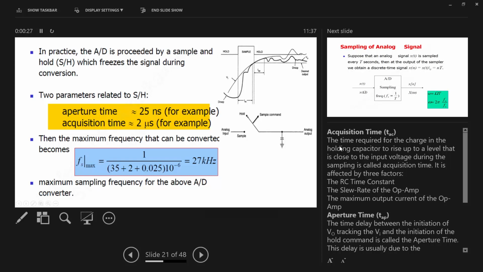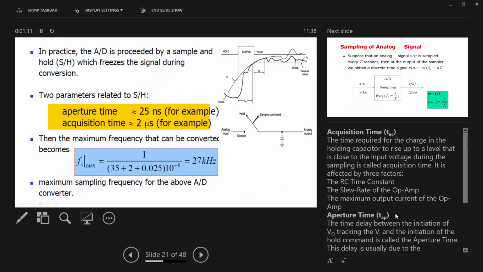Now, what is acquisition time? It is the time required for the charge in the holding capacitor to rise up to a level that is close to the input voltage. Because the capacitor will start charging, ultimately it will reach a particular level very near to the input. This time is the acquisition time. It depends on the RC time constant of the circuit. If you modify the circuit with an operational amplifier, it will also depend on the slew rate of the operational amplifier and so on.